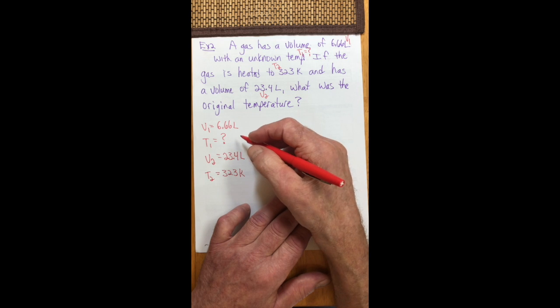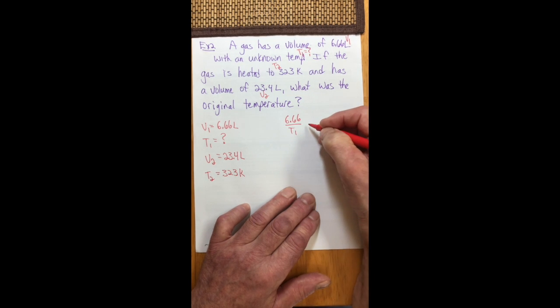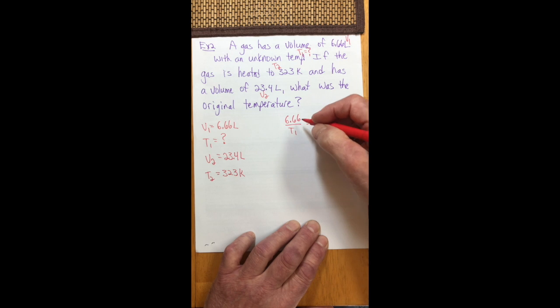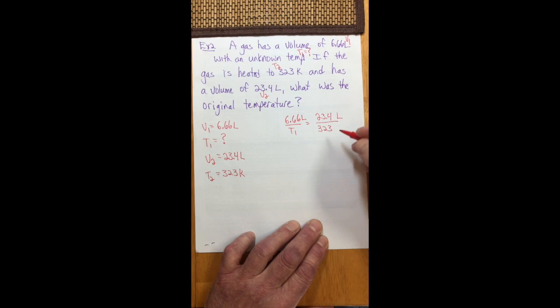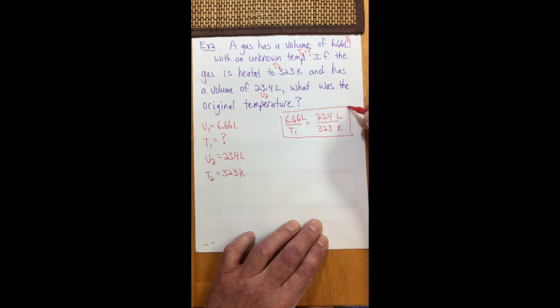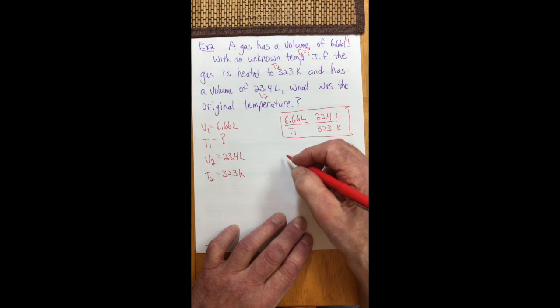So what do we have? We're going to go V1 over T1. So 6.66 over T1 is equal to 23.4 over 323. And really in the first setup, you should put your units on there. Okay, so 23.4 liters, and then 323 K. So just like in Boyle's law, that first part is your setup right there. So put your units on there. Now you can get rid of them.